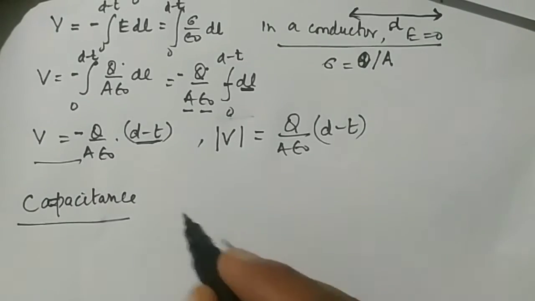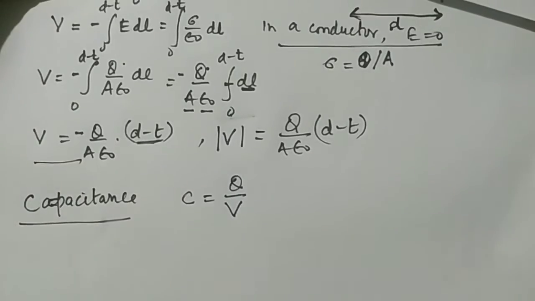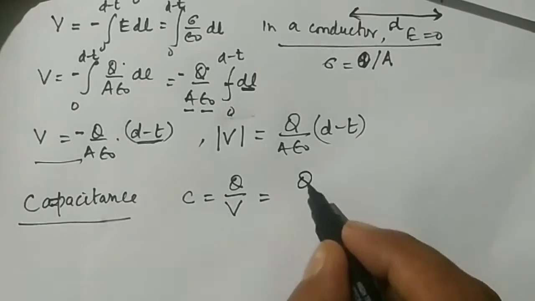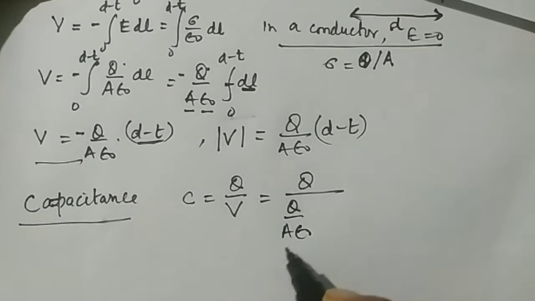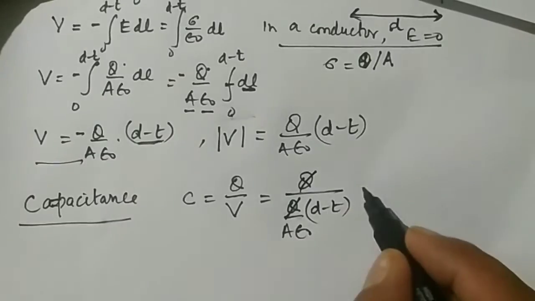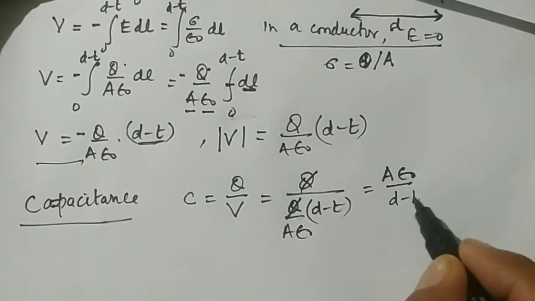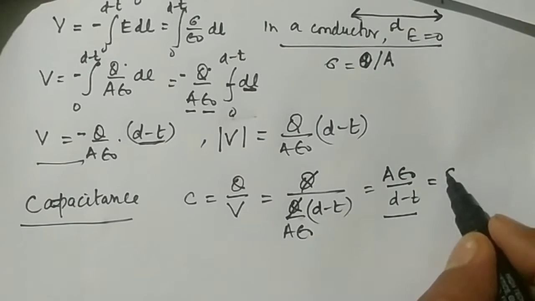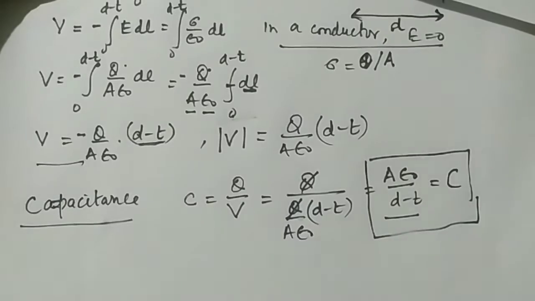Now we will calculate the capacitance. Capacitance is equal to charge per unit potential developed. The charge is Q, and the potential developed is Q(d minus t) divided by A epsilon naught. So Q cancels out, and we are left with A epsilon naught divided by (d minus t). This is the capacitance of a parallel plate capacitor when a conducting slab is introduced between the plates.